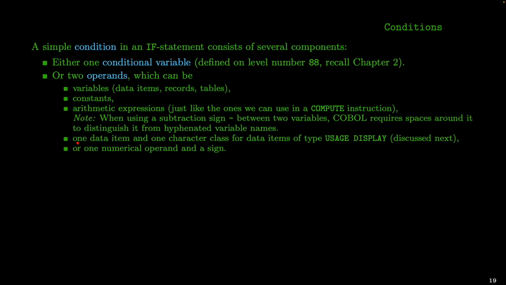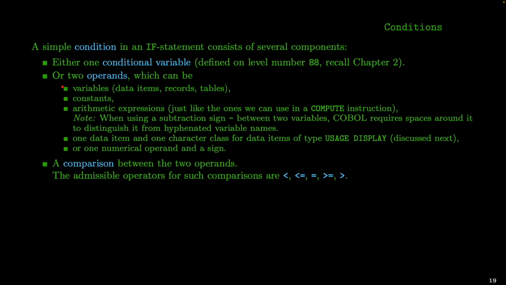Other things that can appear as operands in an if condition are one data item and one character class for data items, which are of type usage display. This is basically used to check if usually a string that you give to the if condition satisfies a certain format, and I will discuss that in a moment. And then another option is to give one numerical operand and a sign. That's basically just testing the sign of a number.